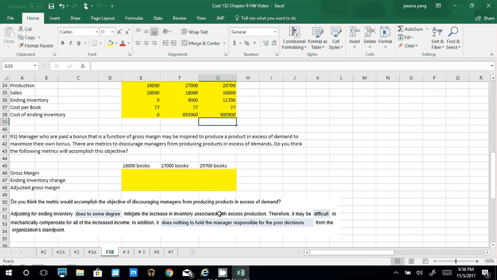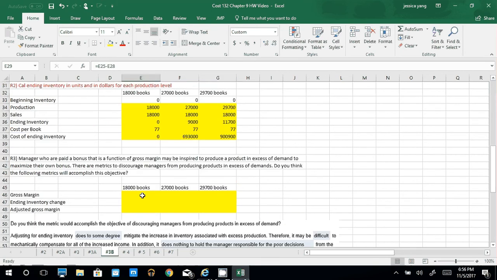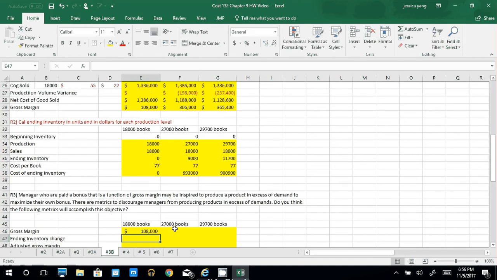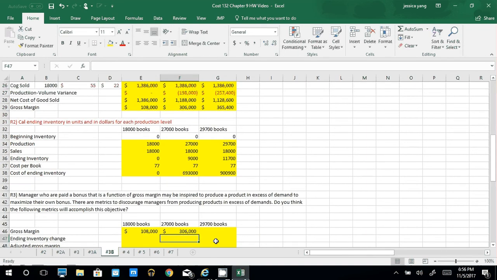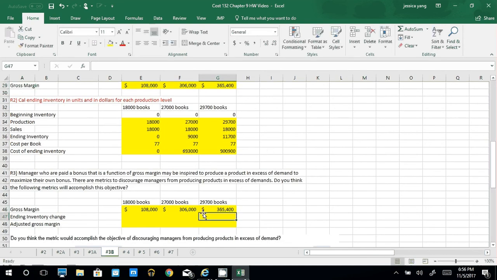So to find gross margin, basically I took what was in my requirement one here, and just brought the number down. Okay, and then again for 27,000 books from requirement number 1, it was 306,000. So just bringing the number down. For 29,700 books, gross margin was 365,400. Bring the number down. And for ending inventory, there was 0 here for 18,000 books.